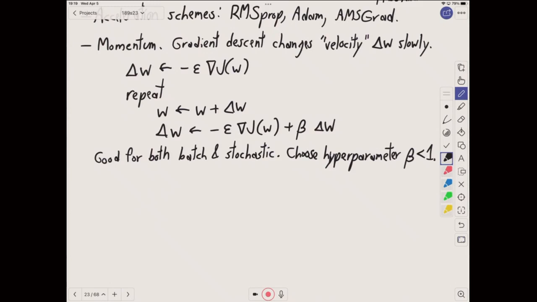Unfortunately, I've seen conflicting information on what is a good way to choose beta. Some researchers set it to 0.9. Some researchers set it close to 0. Jeff Hinton, who's a famous deep learning researcher, suggests starting at 0.5 and slowly increasing it to 0.9 or higher as the gradients get smaller and smaller.